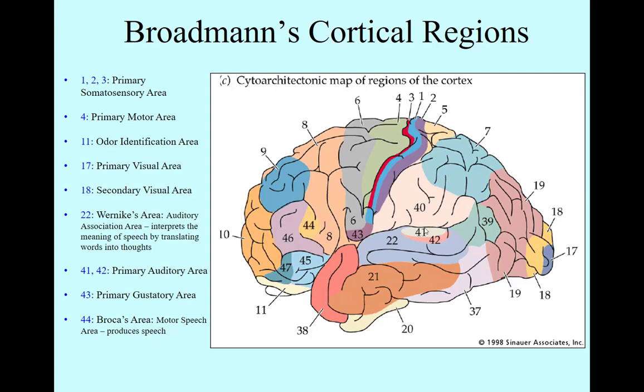And then finally we have the auditory cortex, areas 41 and 42. Notice it's right here by the ear, perfectly located. And the primary gustatory area, this is taste sensation right here, number 43. So those are some of Brodmann's cortical regions.